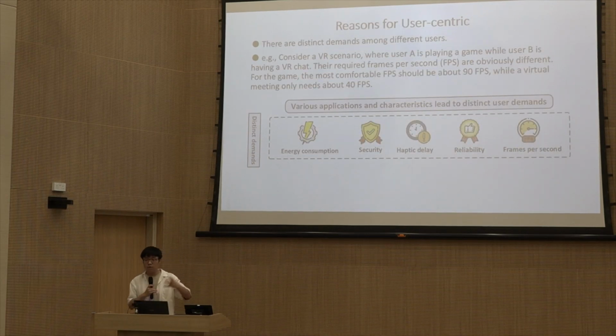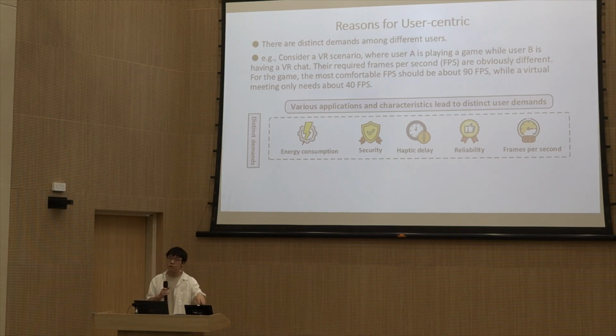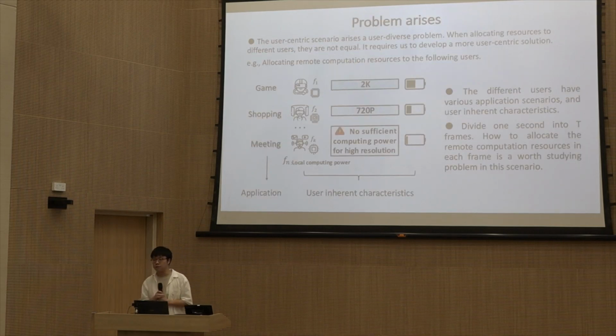So with these variations among different users, there are distinct demands among those users too. So we consider a VR scenario. When user A is playing a game while user B is having a VR chat, the required frames per second are obviously different. For the game, the most comfortable FPS should be about 90 FPS, while a virtual meeting only needs about 40 FPS. So how to allocate the computation resources to different users is not as easy as before.